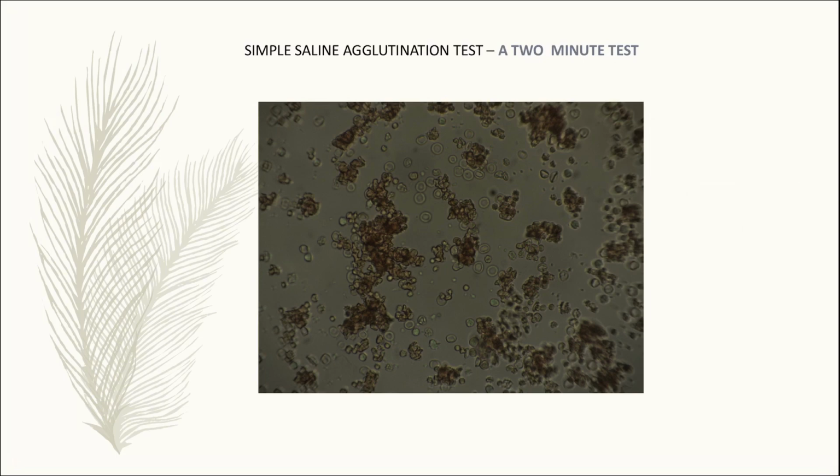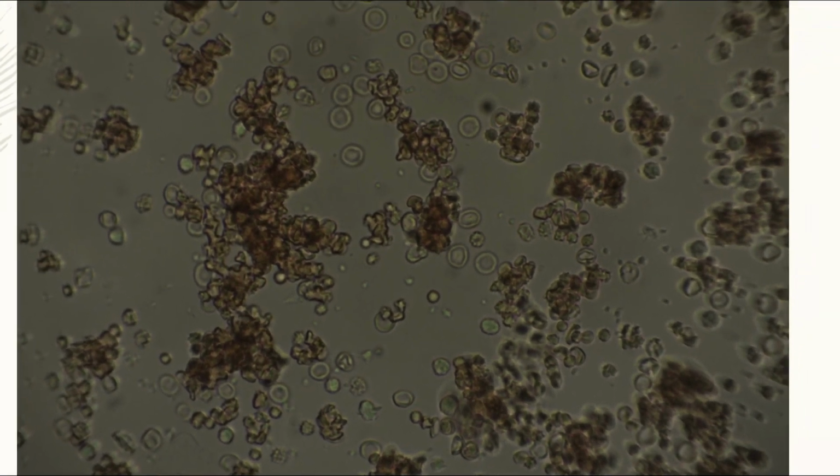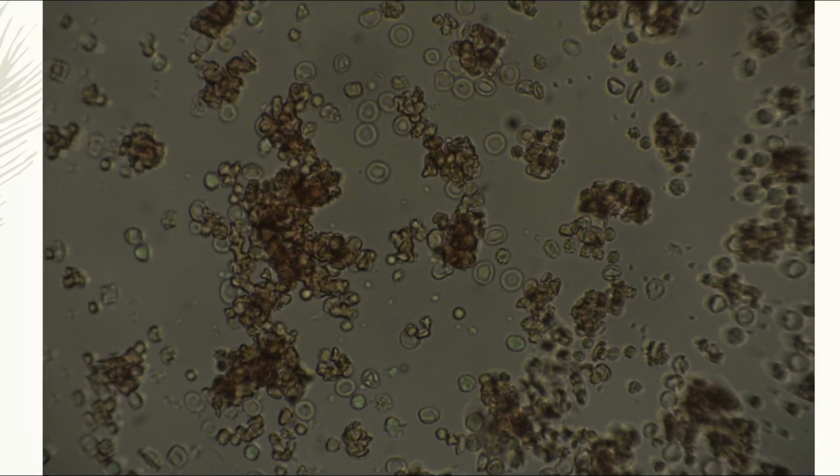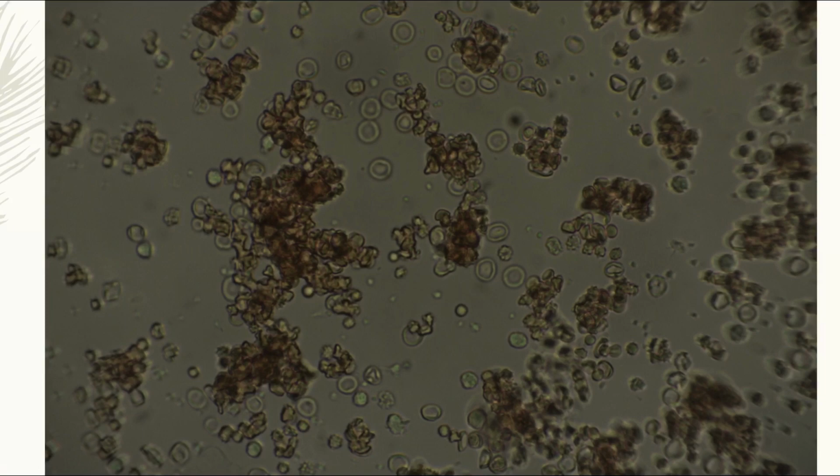So this is a nice picture that was taken in our laboratory, and this was a simple saline agglutination test for a patient that was suspected of immune mediated hemolytic anemia. You can see a large number of erythrocyte agglutination here, and this strongly suggests immune mediated hemolytic anemia.